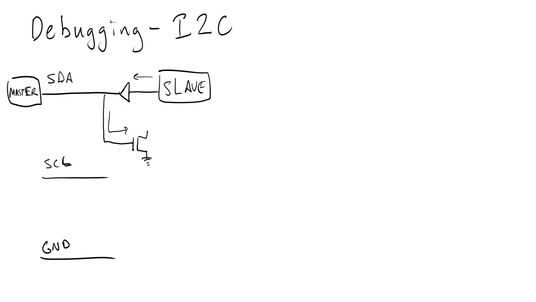Then you have your clock line. So this is just your clock line. It also is in this open collector output to the slave device. Hopefully this doesn't get too messy. The slave out here has this clock signal. And of course your ground. You've got your ground. All good there.